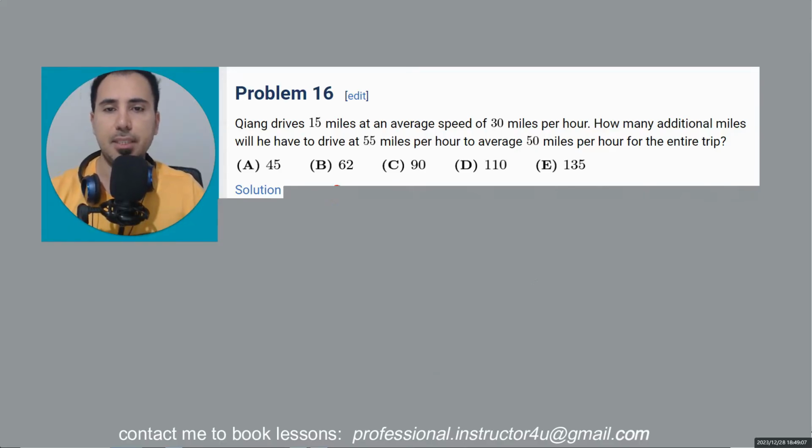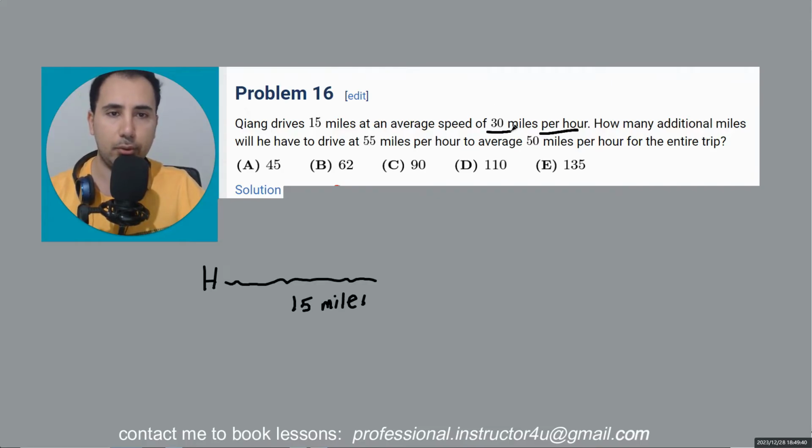Wang drives 15 miles at an average speed of 30 miles per hour. My recommendation is when you do this question, imagine you are the person and see it as a story. You're starting from your home. Imagine this, and you go 15 miles forward with this speed. How long does it take? In 1 hour, we go 30. We want to go 15. So half an hour is enough. So we go 15 miles in 1/2 an hour.